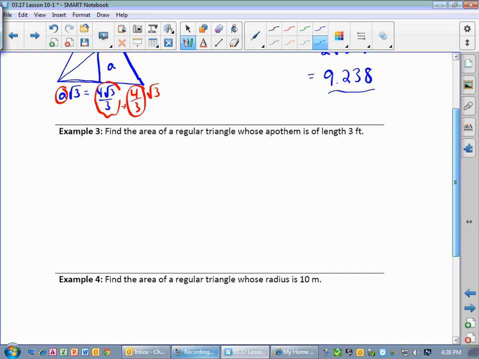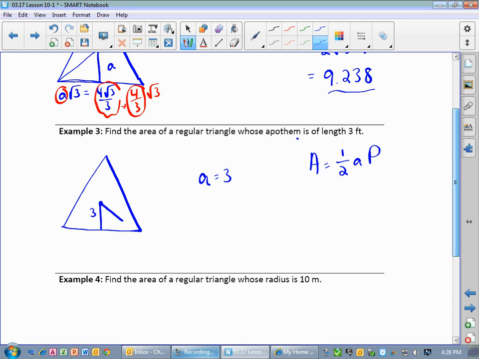So next, a regular triangle. It says the apothem is 3. So this time we're actually given the apothem right off the bat. So lowercase a is 3. So area equals 1/2 apothem times perimeter. So again, we can follow the same process, but now we're given the apothem, which means we need to find the perimeter. So if this side is 3, this side must be 3 square root of 3 by our rule, a root 3, which means that the actual side length must be twice that, 6 square root of 3.